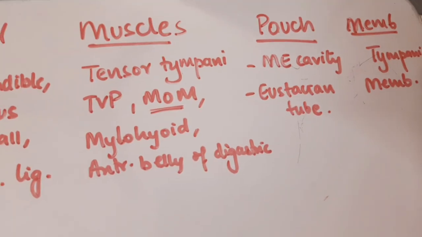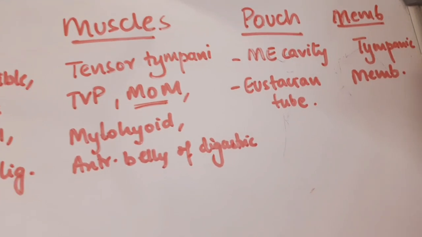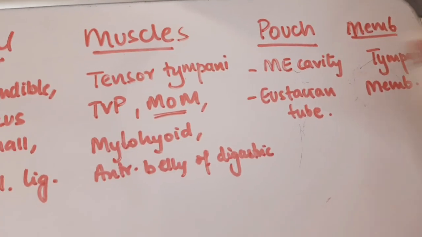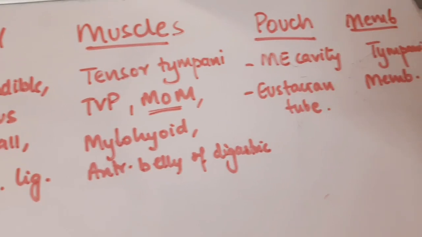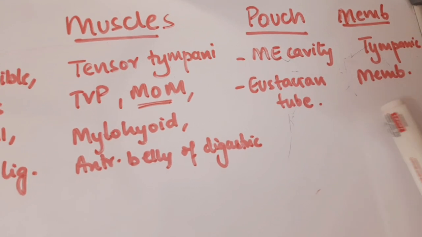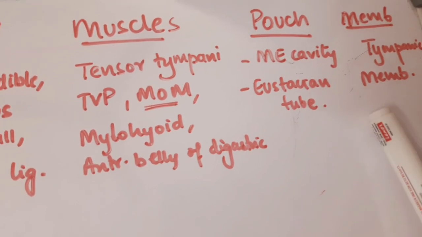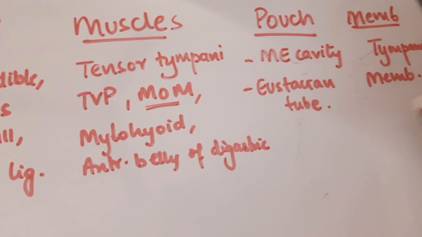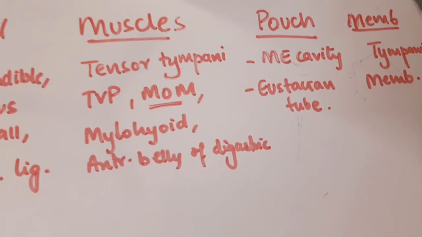In the membrane, we have the first arch membrane, which is the tympanic membrane. So the tympanic membrane is formed from the first arch, and the thing about the tympanic membrane is that it is formed from all three of the layers: the ectoderm, mesoderm and endoderm. All of these three layers of the first arch give rise to the tympanic membrane.